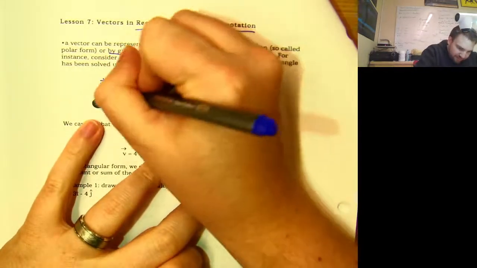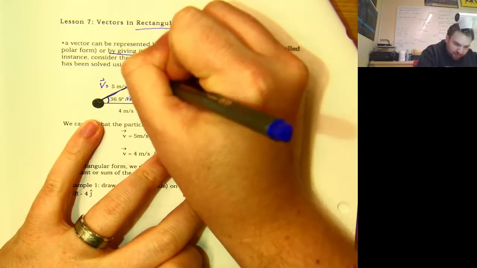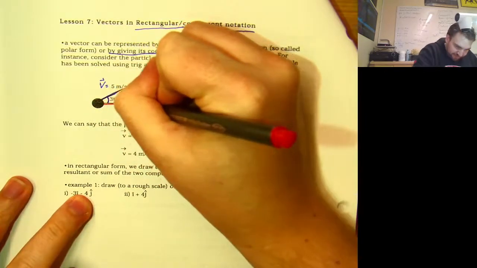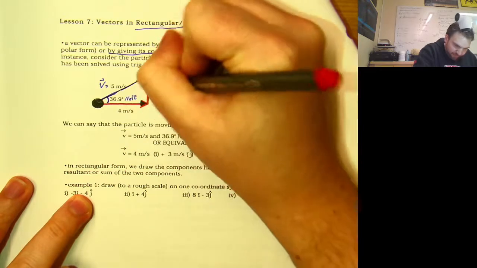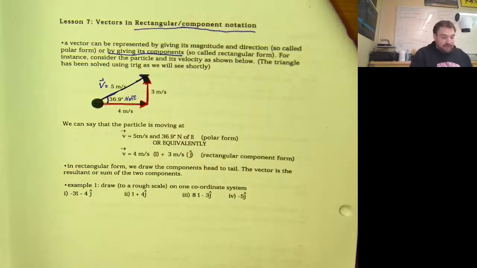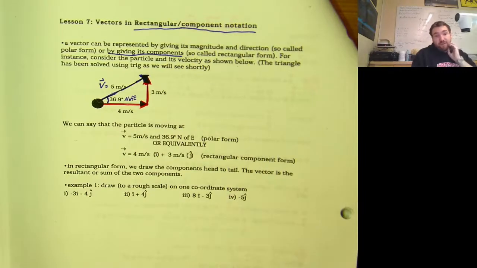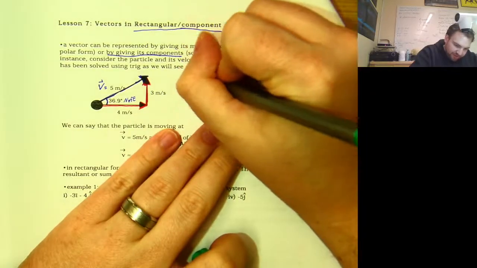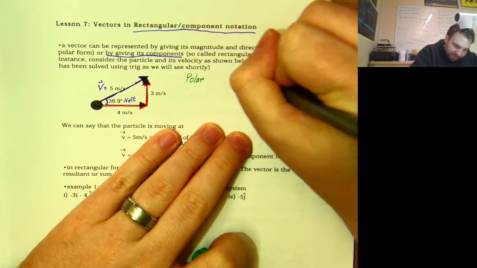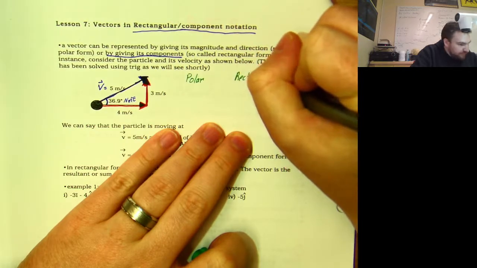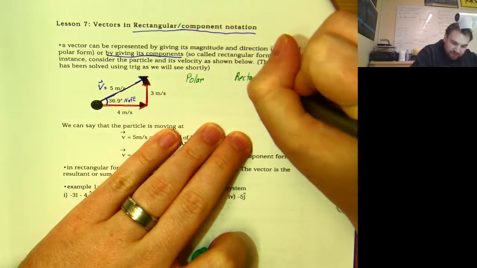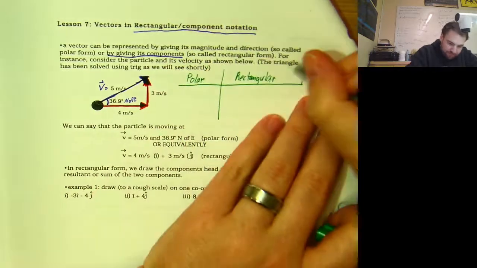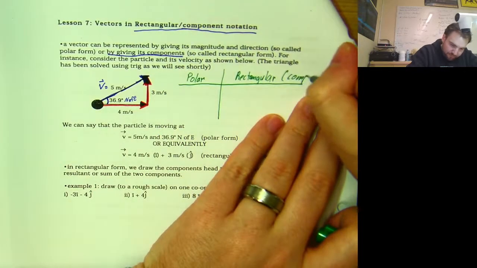This blue vector is in polar form. These two red vectors, though, that I'm going to draw in here, are that polar form or that polar vector in rectangular form. So we can write it like this. So I'm going to just create a little chart here. We're going to have polar, and we're going to have rectangular. Also called component form.